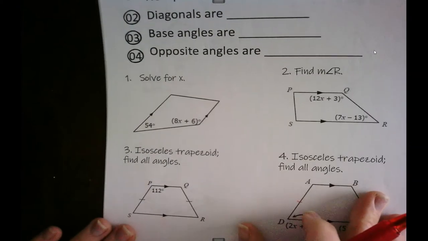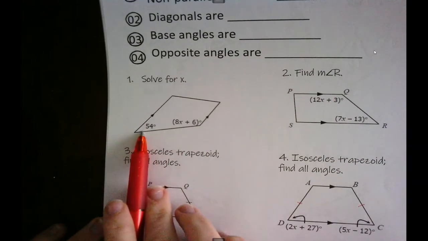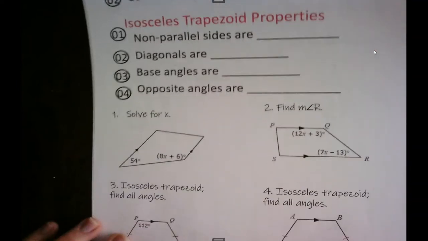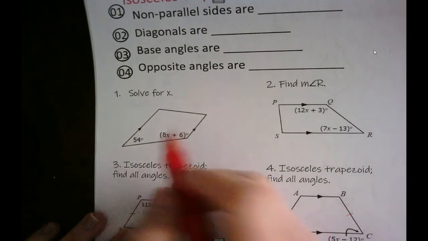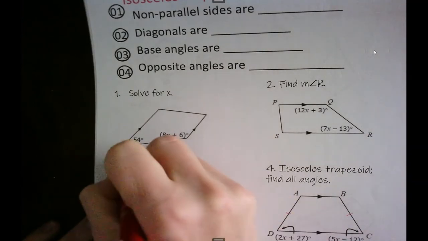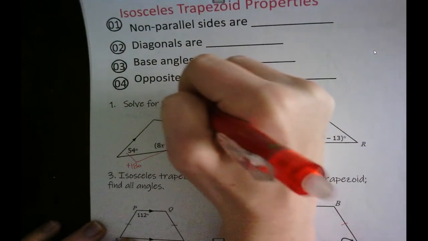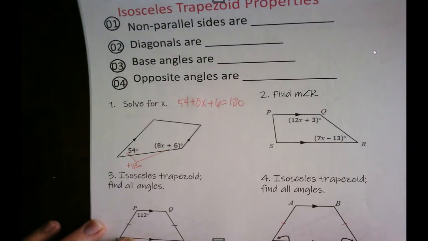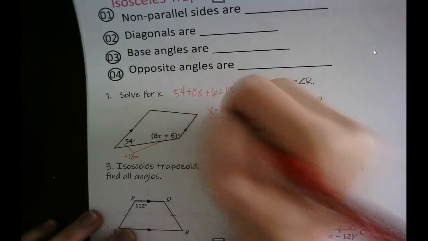All right, so solve for x. We're looking at angles, and we know our consecutive angles are supplementary. So that means this angle plus this angle add up to 180. So 54 plus 8x plus 6 equals 180. Isolate x, x equals 50.